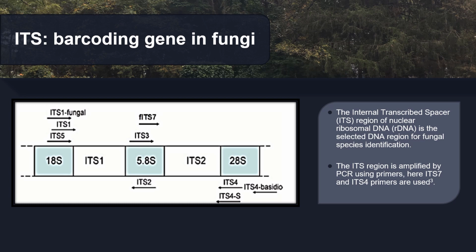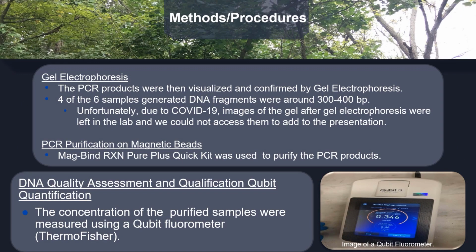ITS barcoding gene in fungi. The ITS regions of nuclear ribosomal DNA are the selected DNA regions for fungal species identification. Fungal DNA have internal transcribed spacer regions, ITSs for short, that assist in DNA barcoding. 6 DNA samples were subjected to PCR using tagged primers. The primers used in PCR are used to amplify the ITS regions. For each sample, the same primer was used, that being ITS7 as forward and ITS4 as reverse. Continuing on with methods and procedures, the PCR products were then visualized and confirmed by gel electrophoresis.